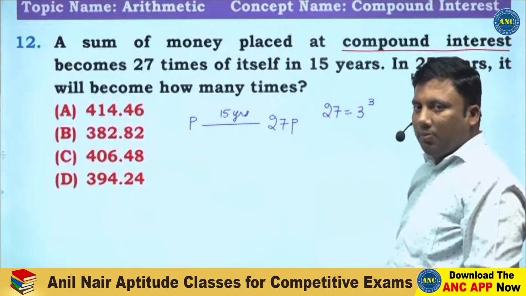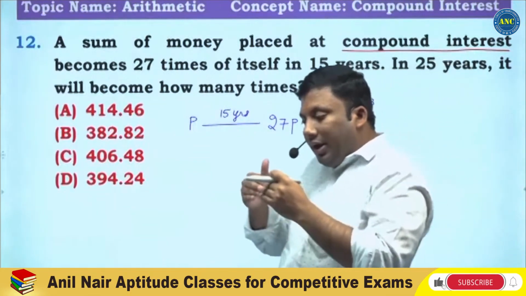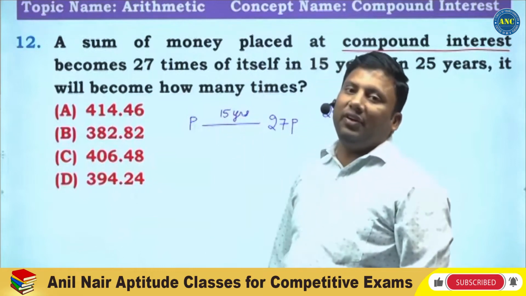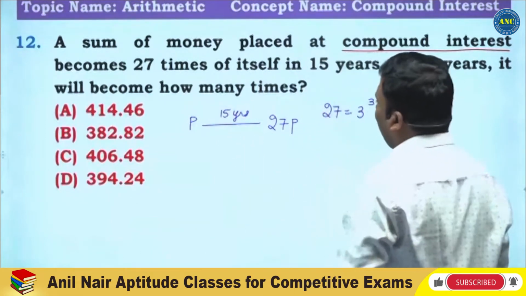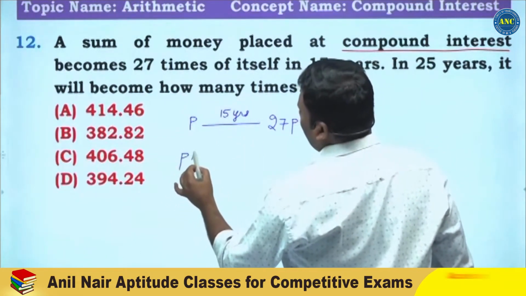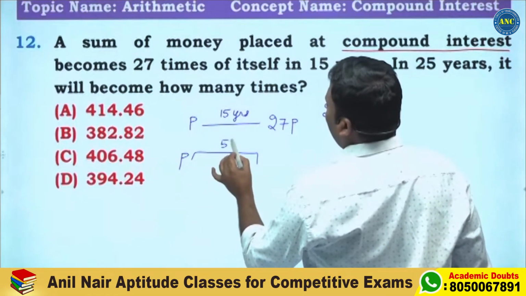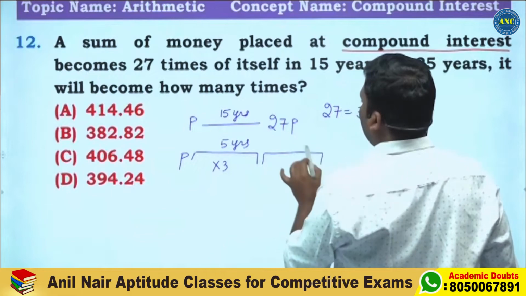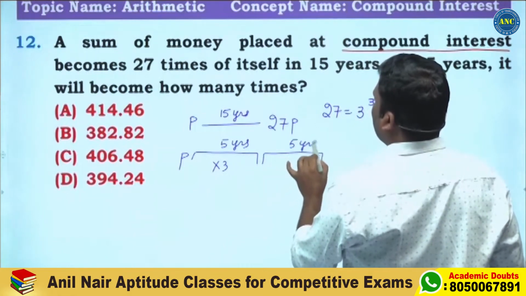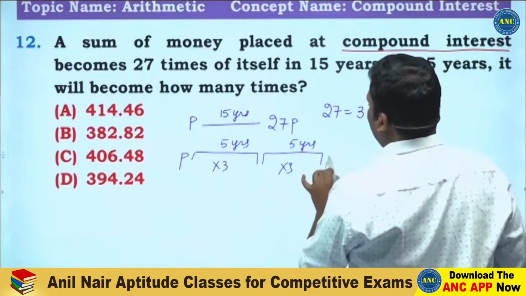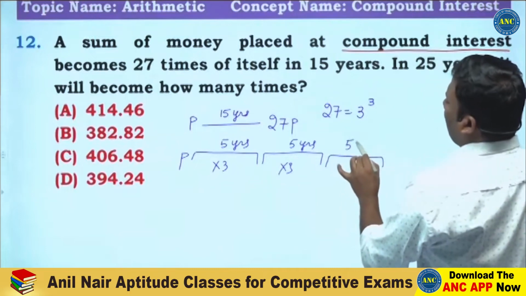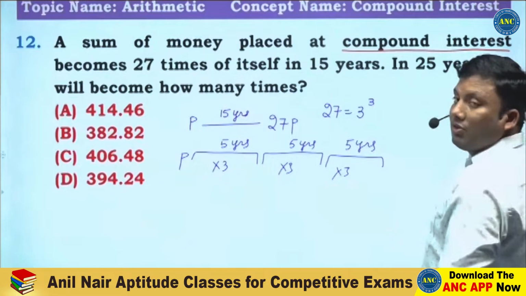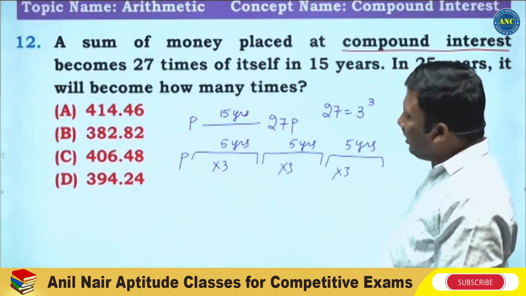27 is 3 cube. That means it is becoming 3 into 3 into 3. Divide the number of years by 3. So for every 5 years, it is becoming into 3. Are you all with me? Yes or no? Very easy approach.